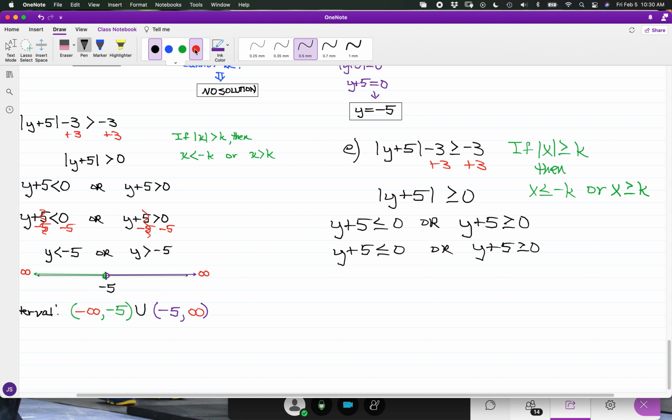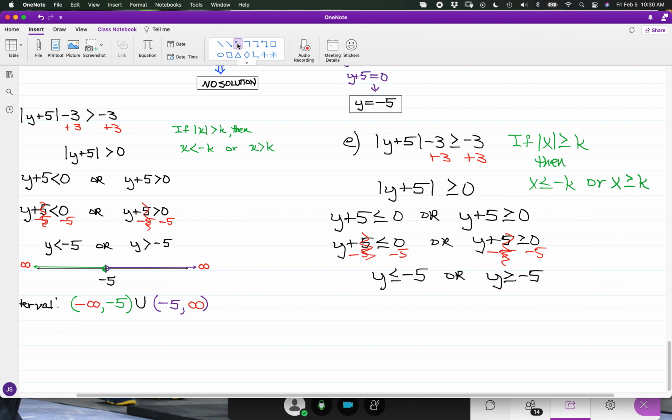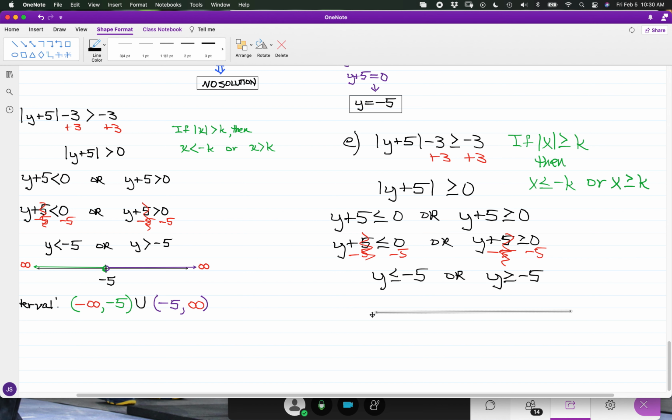So if I isolate y, upon subtracting, we're going to have that y is less than or equal to -5, or we have that y is greater than or equal to -5. And so in the setup, this time -5 is going to be included.